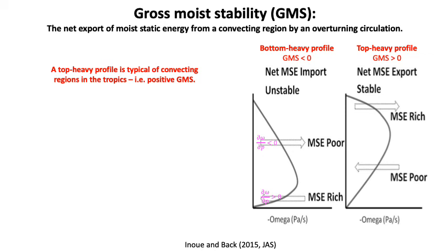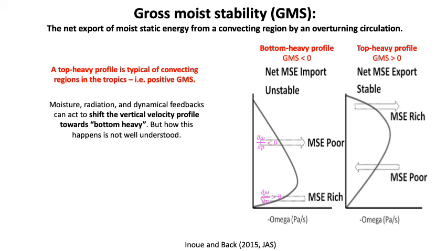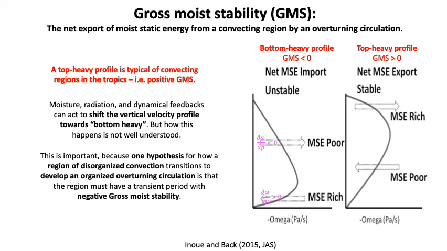What's interesting is that the top-heavy profile is typical of convecting regions and convecting systems in the tropics, i.e. a positive gross moist stability, the stable case. But moisture, radiation, and dynamical feedbacks can act to shift the vertical velocity profile towards a bottom-heavy profile. How this happens is really not well understood at all. But this idea of a transition is really important, because one hypothesis for how a region of disorganized convection transitions to develop an organized overturning circulation is that the region must have a transient period with negative gross moist stability.